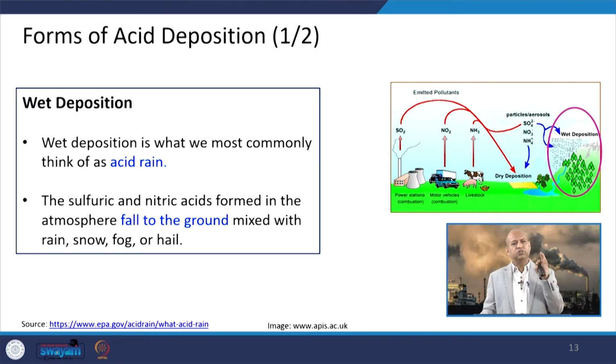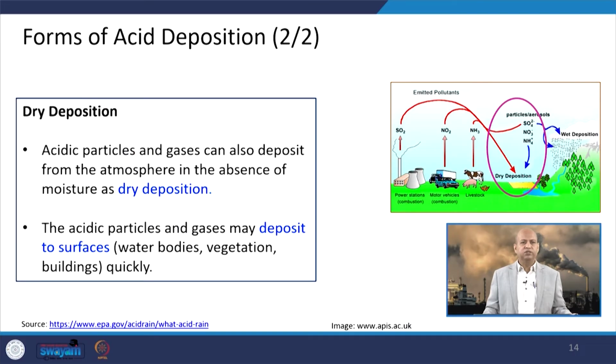Basically, that wet deposition is the acid rain, because precipitation is coming and the pH of that acid rain is less than 5, around 4 or so. But dry deposition may also take place. Okay? Dry deposition may also take place, and that is because of acidic particles.